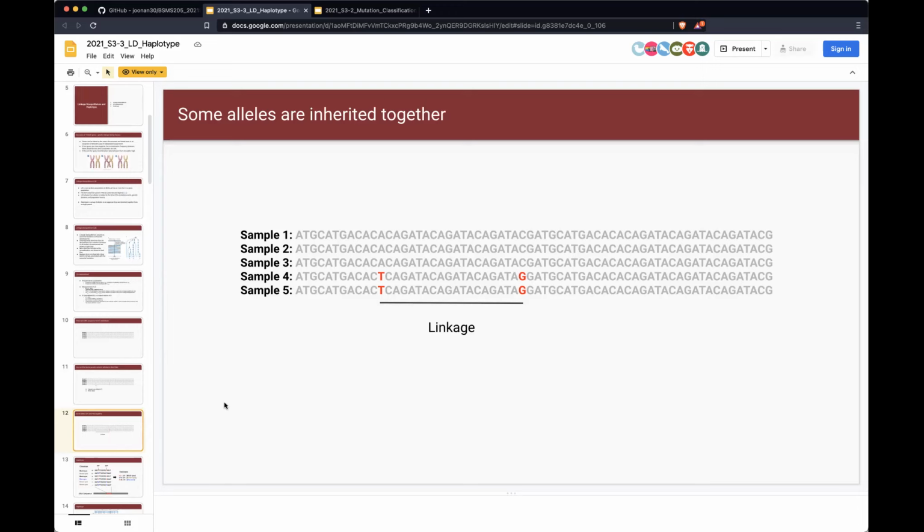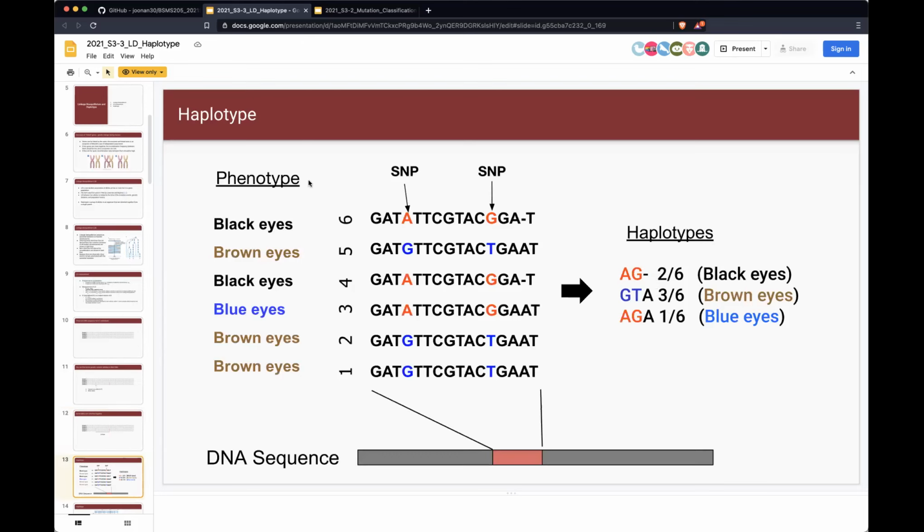So in that case, you can expect that these two people have LD blocks on this pattern, right? If you want to measure the LD, we can simply put it into the concept of the haplotype, right? So we have different phenotype individuals. Some people have black eyes, some have brown eyes, some have blue eyes, right? And you can put it into the haplotype information, as we put it into the alleles we learned previously, right?